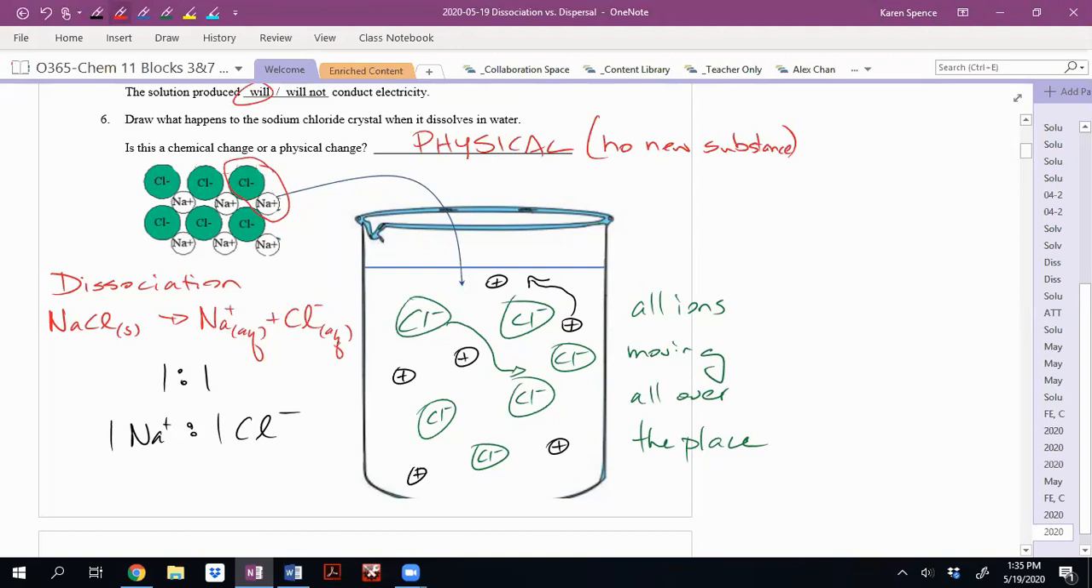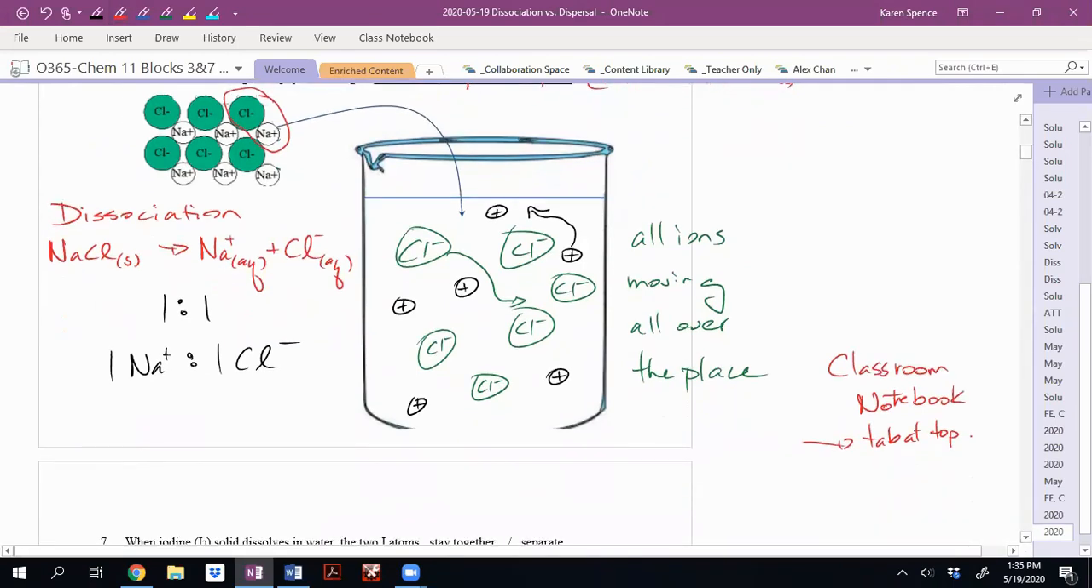Now, I've learned that I can distribute this page to your classroom notebook. So in Teams, you're going to be able to look in your classroom notebook. And I think there's a tab at the top. So rather than me having to make a PDF of this, I think you can access it through the classroom notebook. What I'll do is I'll put it in there and you guys can let me know. If it doesn't work, then I will make a PDF of this and send it on out to you.